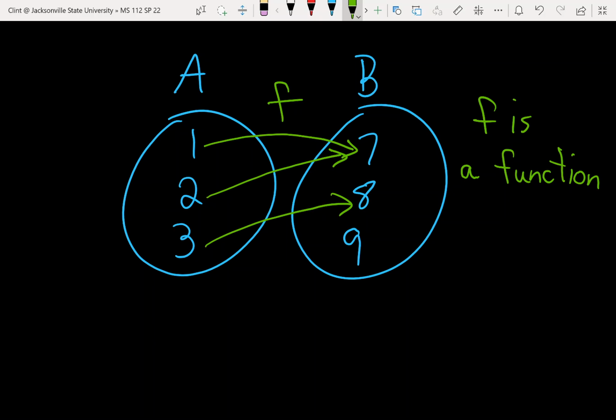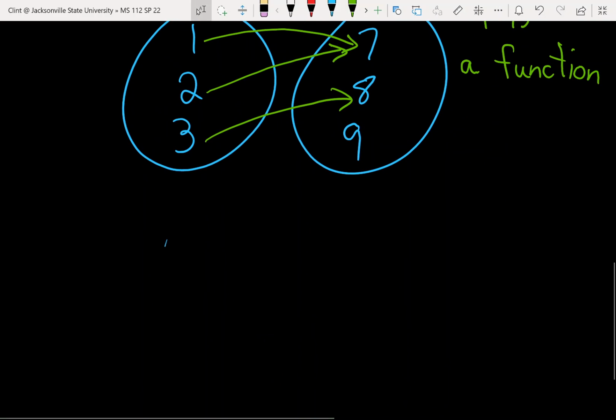Yeah, so two of the inputs can go to the same output. That's okay. All right, so then let's look at our third situation.